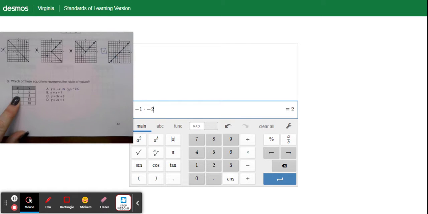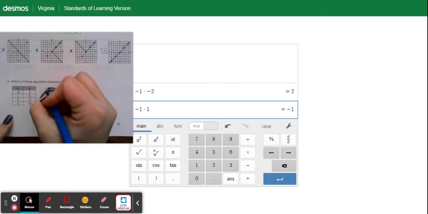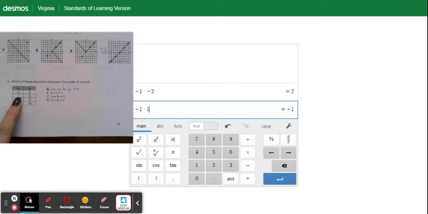Yes. Let's look at this one. Does negative 1 times 1 equal negative 8 or equal 8? No. So that one does not work.